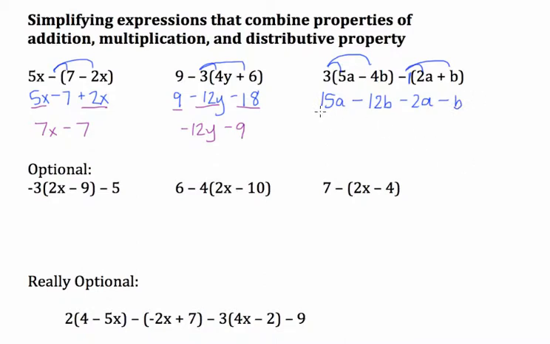Now we'll add our like terms. Remember, when you're finding the terms, you take the sign in front of the term with it. Those are my 4 terms. So I have 15a and negative 2a. That makes 13a. And negative 12b and negative 1b. Think money. You lose 12, you lose 1 more. You're now 13 in the hole. Negative 13b.